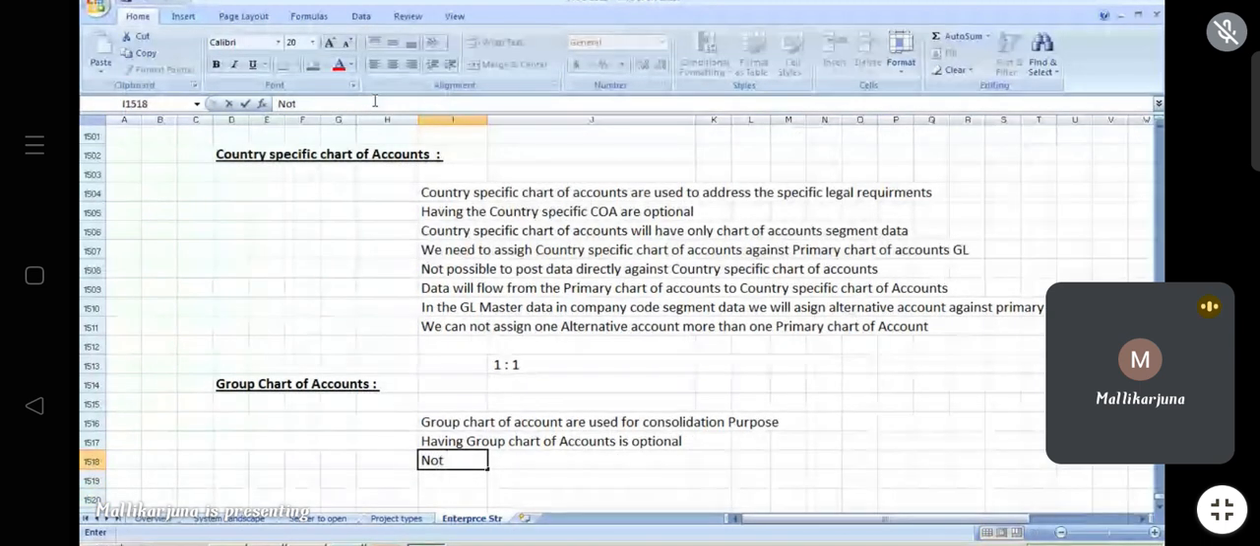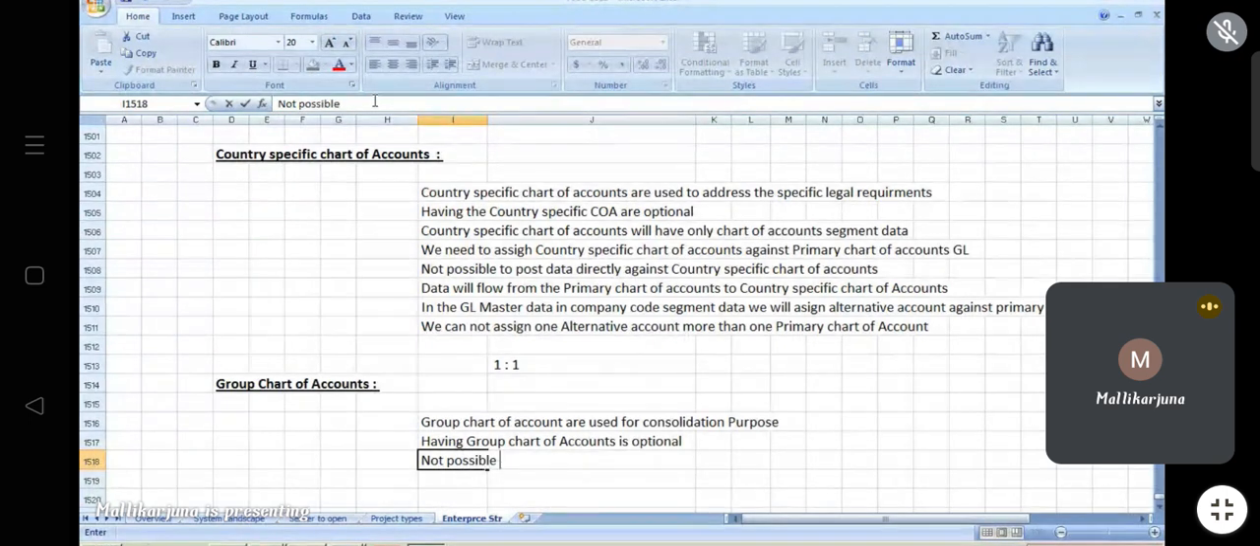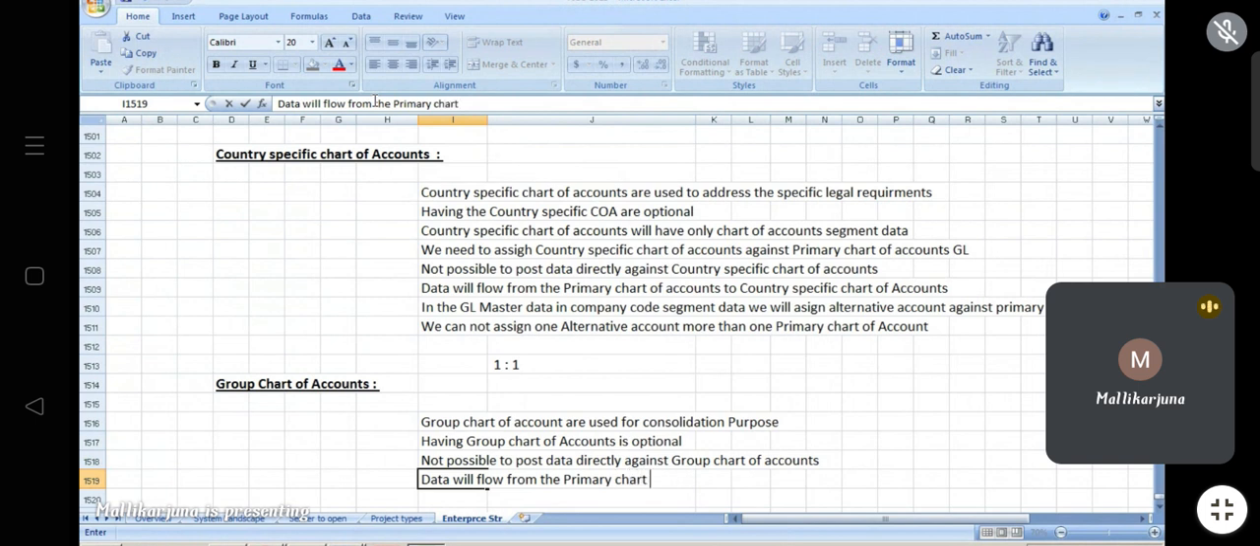Okay. So it is not possible to post data directly against the group chart of accounts. Data will flow from the primary chart of accounts to the group chart of accounts, similarly to the country specific chart of accounts.